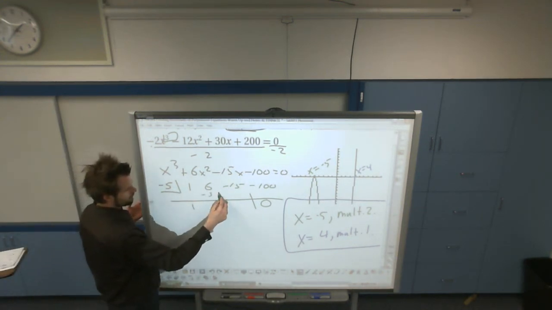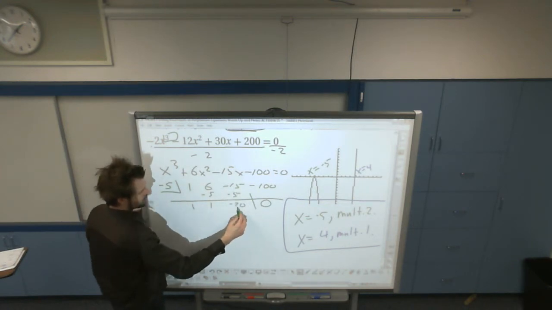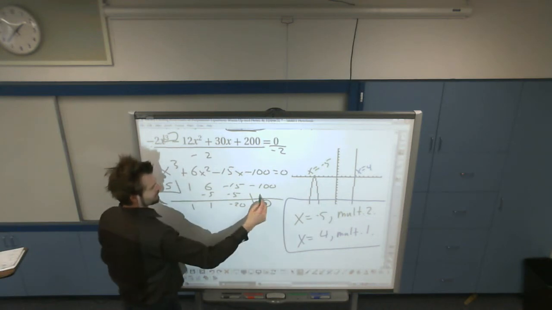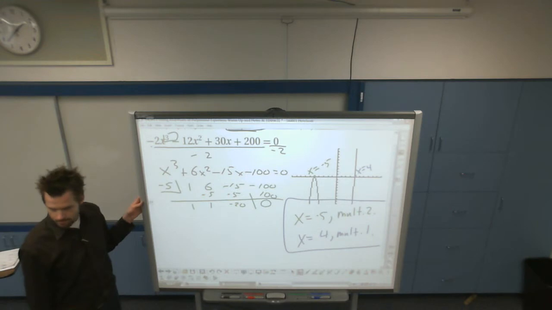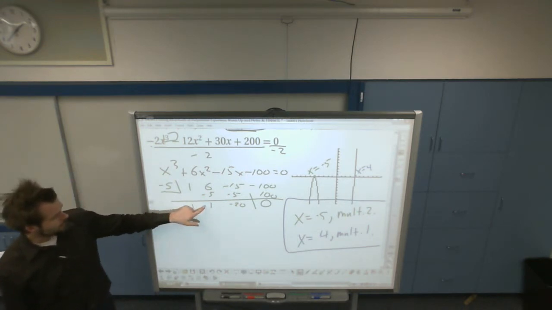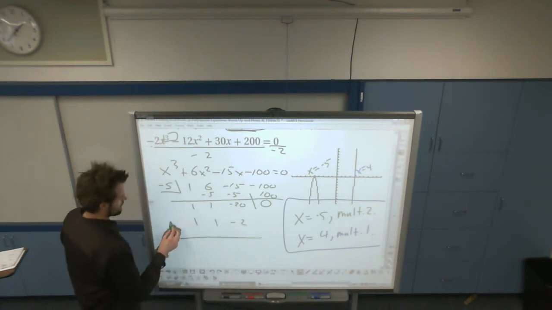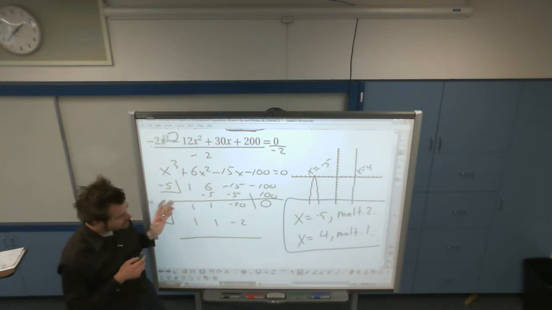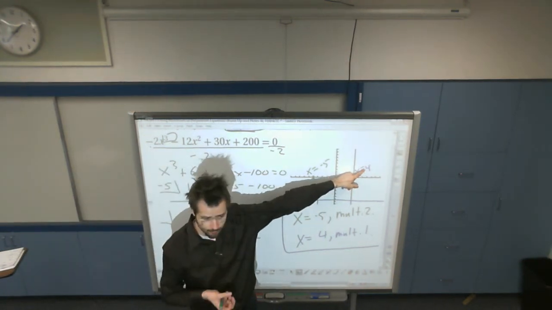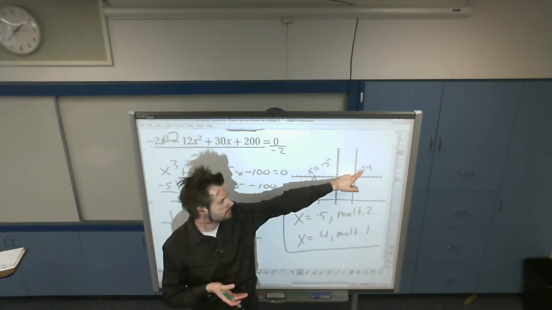So here we go. 1 times -5 is -5. Add up for 1. Multiply for -5. Add for -20. Multiplies for positive 100. Adds for 0, of course. You know what I'm going to do? x squared plus x minus 20. I'm going to take these coefficients and do it one more time. What root am I going to pick now? 4. I could pick 4. That would absolutely work.